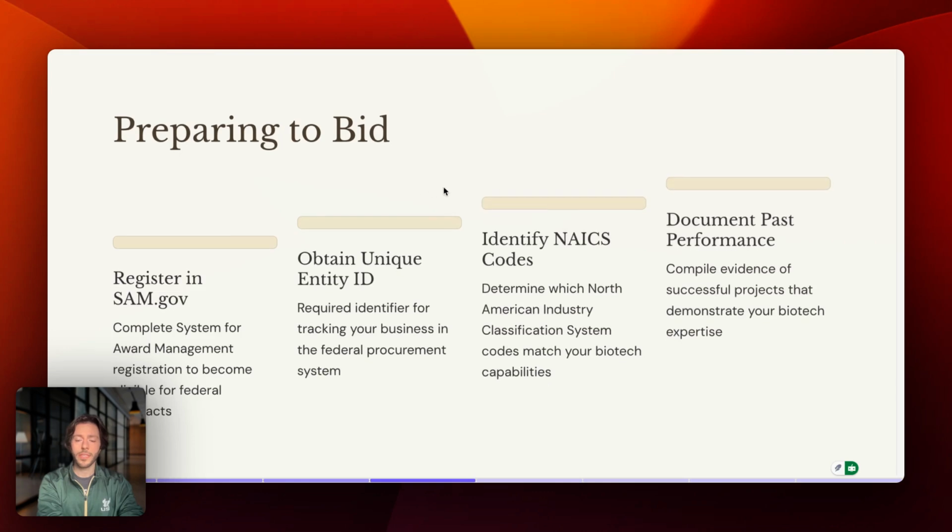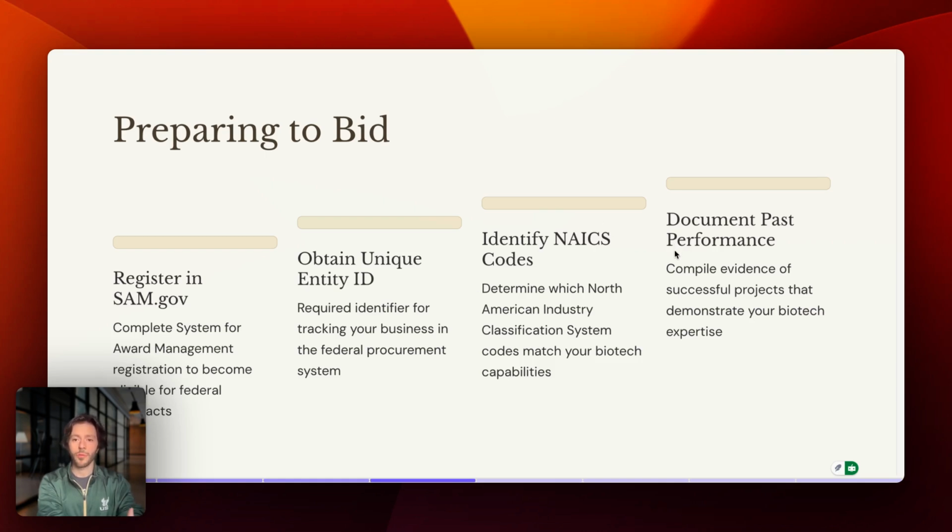So now that we understand the types of contracts, this is how we're going to prepare to bid. First of all, we register in sam.gov, which is the award management website of the federal government. The next step would be obtaining a unique entity ID, which is your business identifier, your business ID if you want to take a look at it. And then you're going to identify the NAICS codes, and these NAICS codes are the classifications of the type of biotech contracts that you will be looking for.